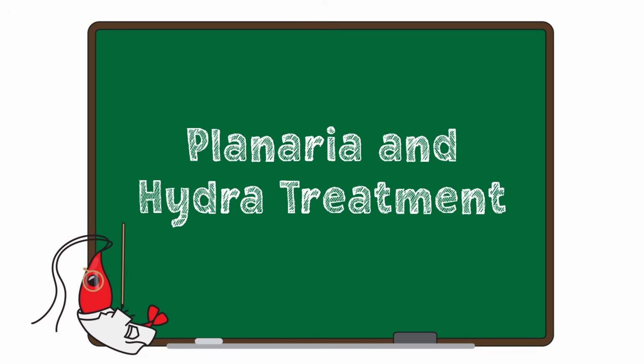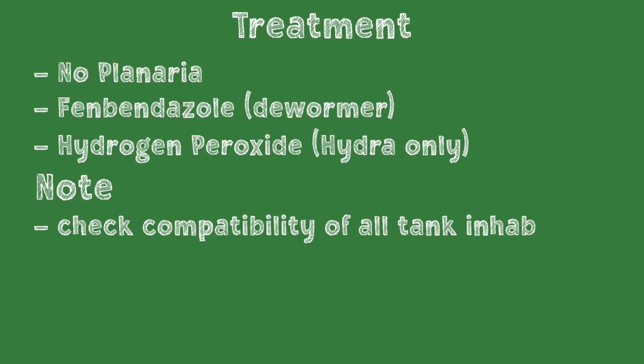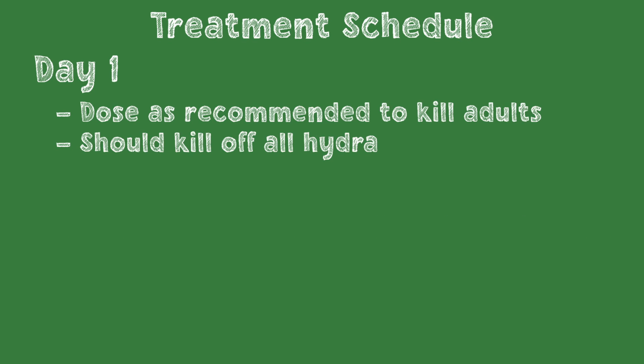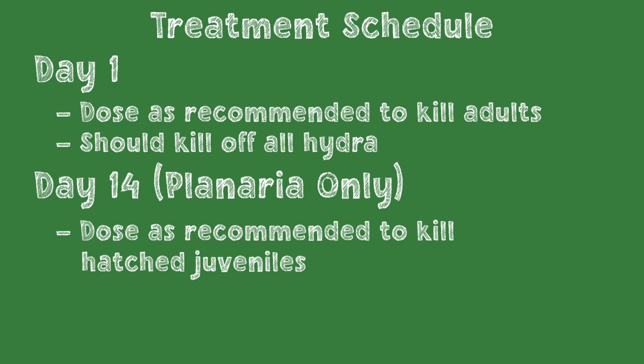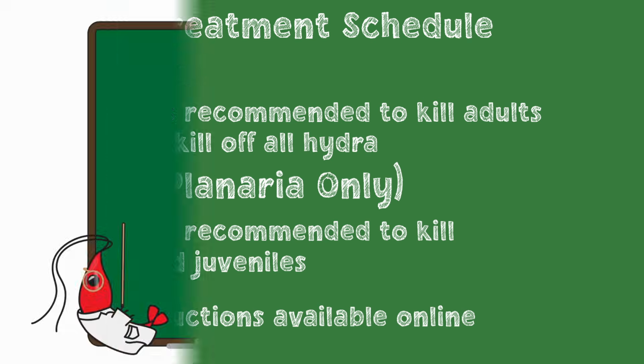I don't want to get into the technical treatment too much, but for planaria, there's fenbendazole and various different dewormers that can kill some snails, but do just wipe out the worms. And so you do 2 treatments of that. The first one kills off any adult planaria, and then the second kills off any leftover eggs that hatch about 2 weeks later.